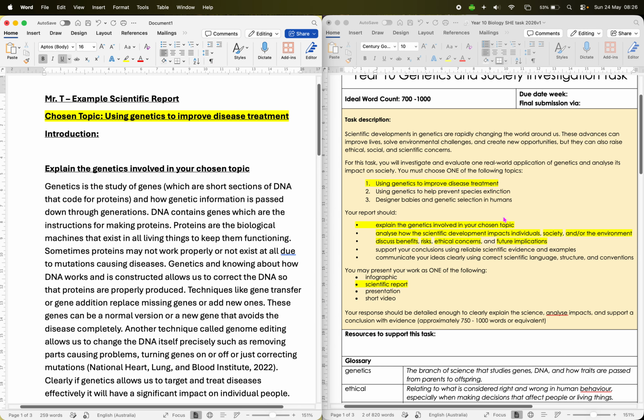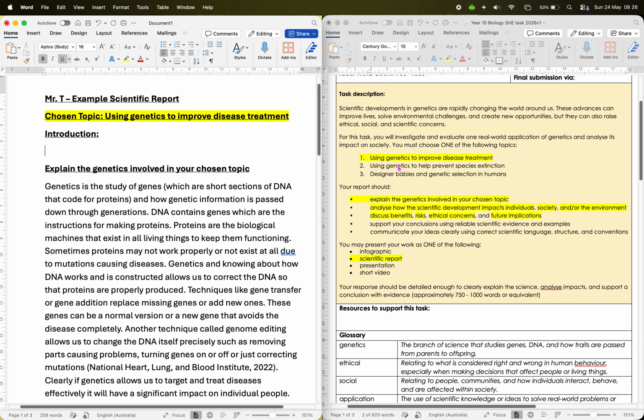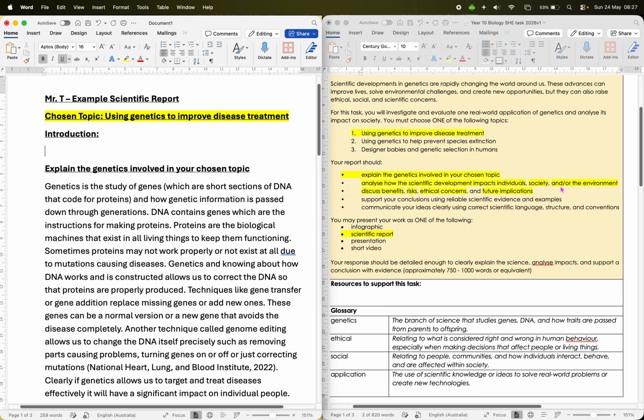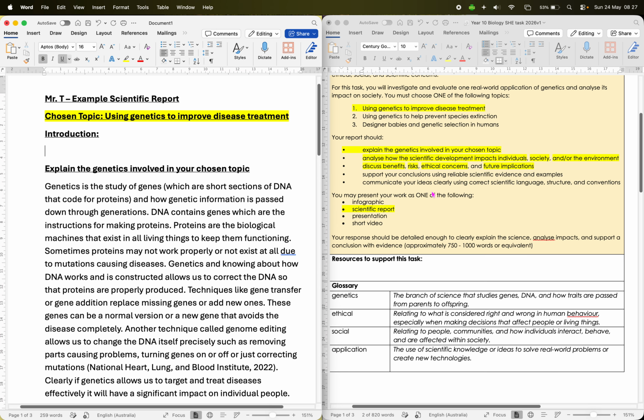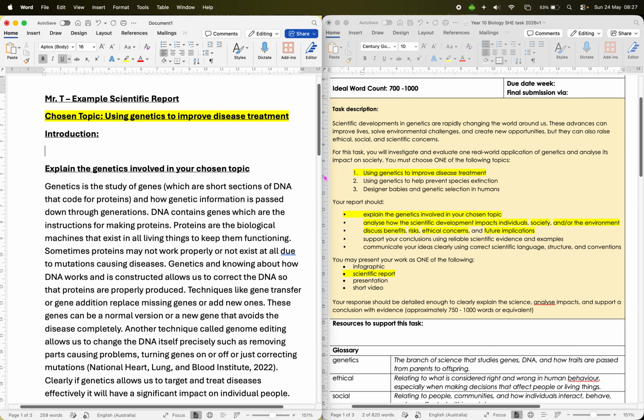And the introduction, you can get the framework of it from your task sheet. So for my example, I've told you I'm going to cover the following topic of using genetics to improve disease treatment, and then I'm going to cover how genetics works, or how it is used in disease treatment, go over the effects on individuals, society, and the environment, discuss the risks, benefits, ethical concerns, and future implications. You just need to write that in a nicely worded way into a single paragraph, so that it leads into your content paragraph.